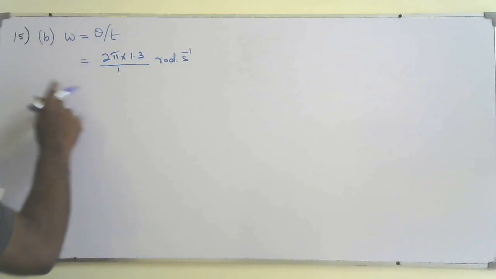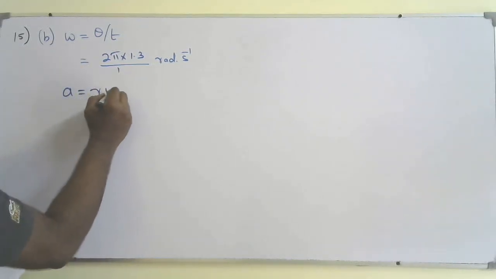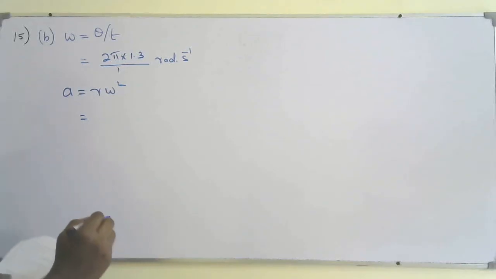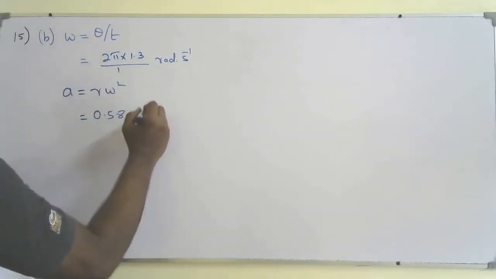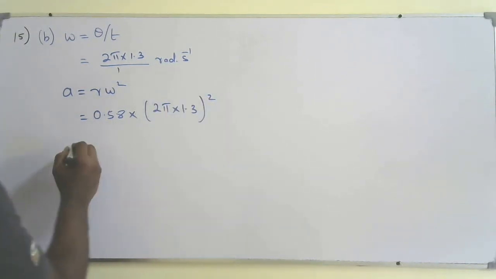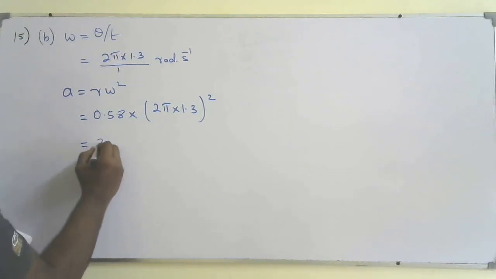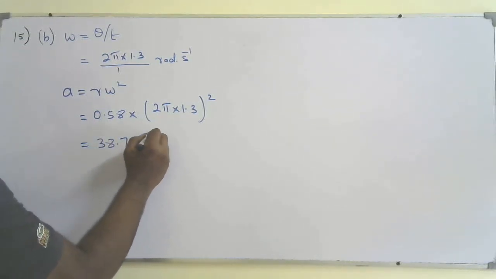I'll continue that. The acceleration is the question: a equals r omega squared. The radius is given as 0.58. Omega is 2 pi into 1.3, all squared. So now solve it. 38.7 meters per second squared.